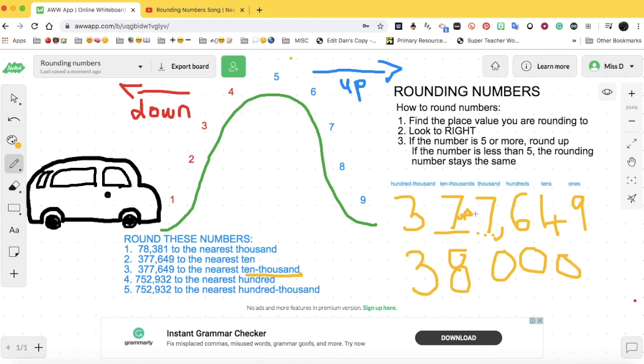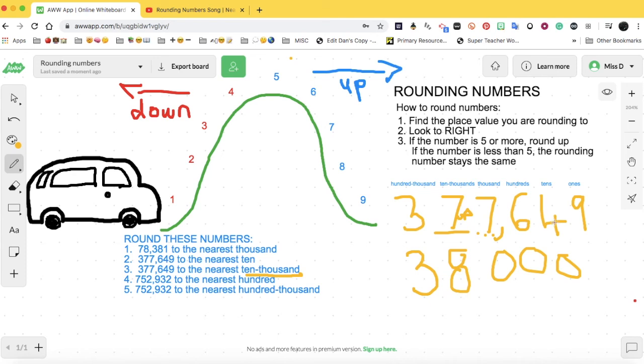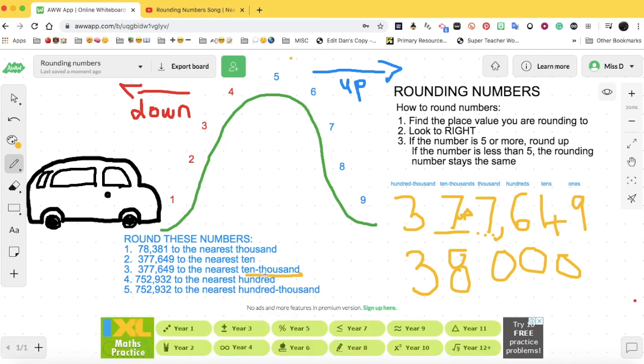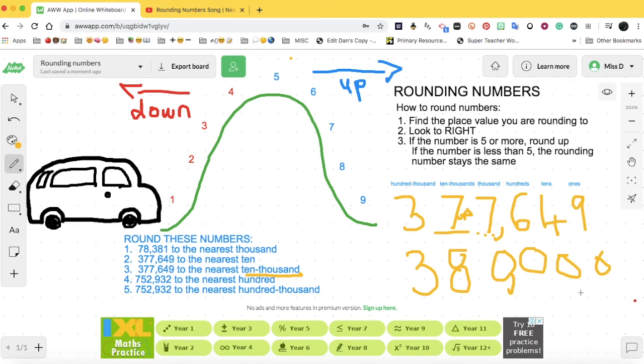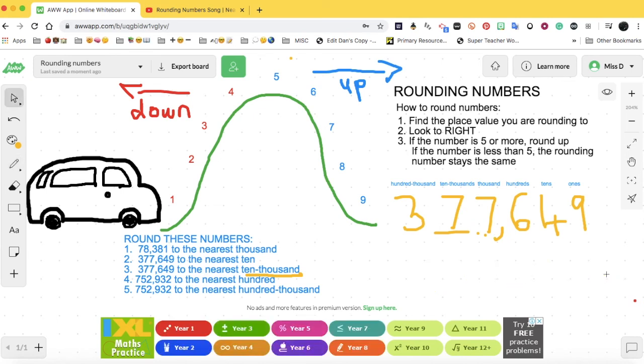So 377,649 rounded to the nearest 10,000 is 380,000. Oops, sorry, I just realized that I added not enough zeros. I wonder if you discovered that. Hopefully you got the same answer as me.